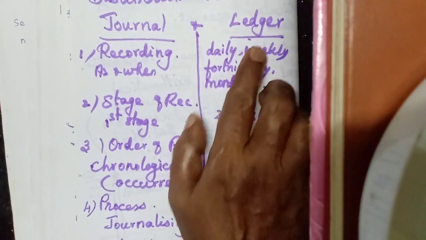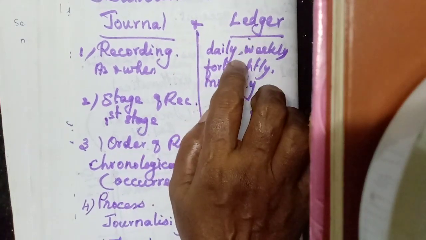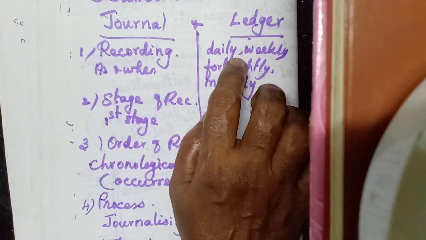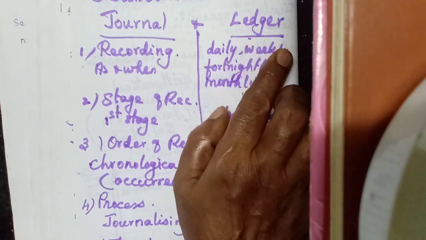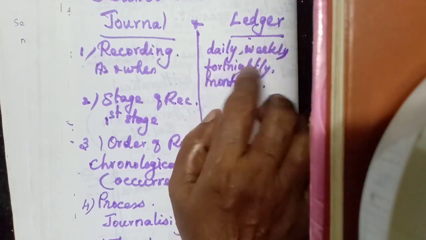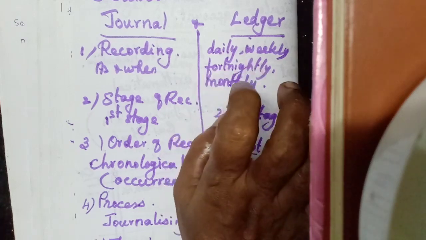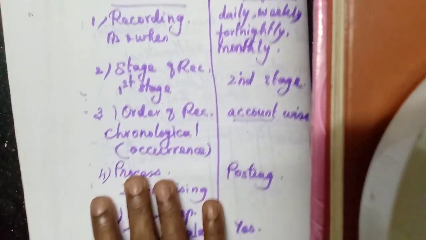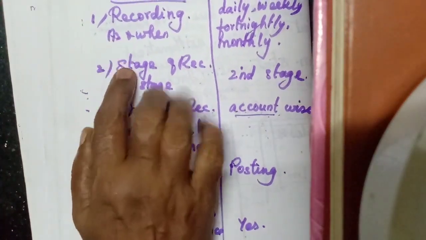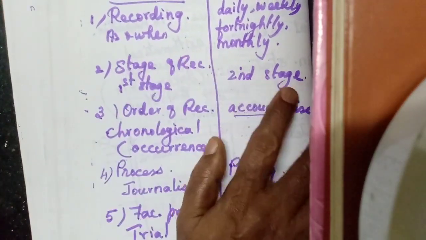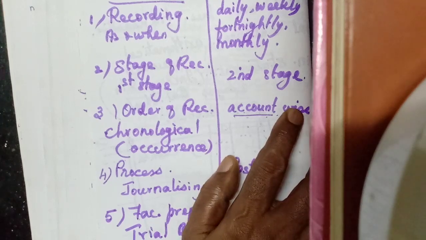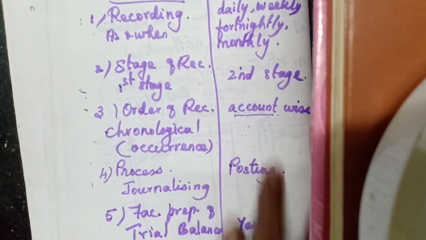Here posting in the ledger account will be done either daily, maybe in the evening, or weekly, weekend, or fortnight. Fortnight means once in 2 weeks, or maybe monthly. That is the recording. Maybe today 10 transactions take place, whichever transaction takes place first, that one they will enter.